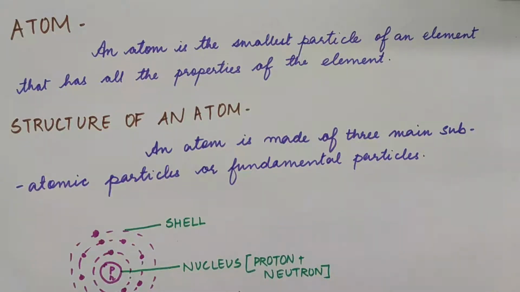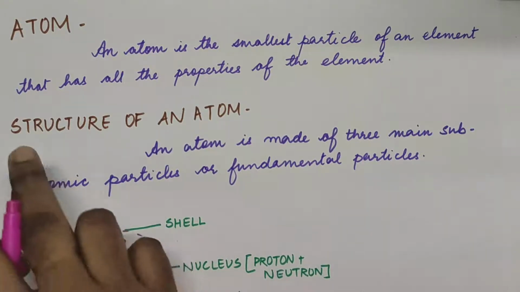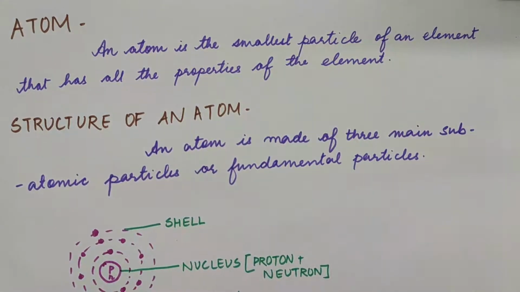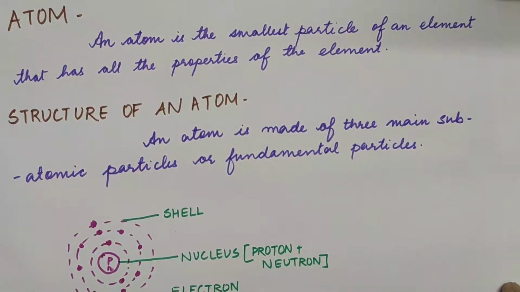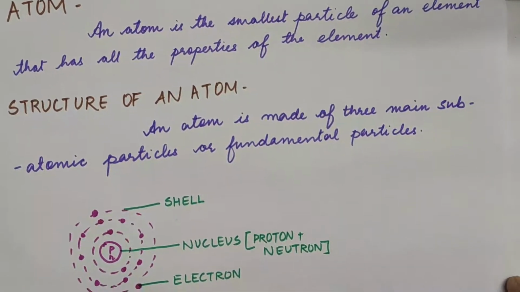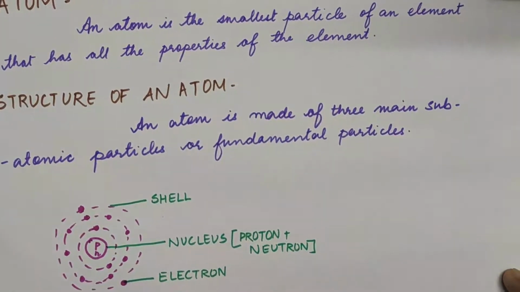We have read in the previous chapters that there are 118 elements known so far. As each element is made up of atoms, each element has its own set of properties. Each element has its own unique kind of atoms. When I talk about the structure of an atom, you have to remember that an atom is made up of three main subatomic particles, or fundamental particles as we can call them.